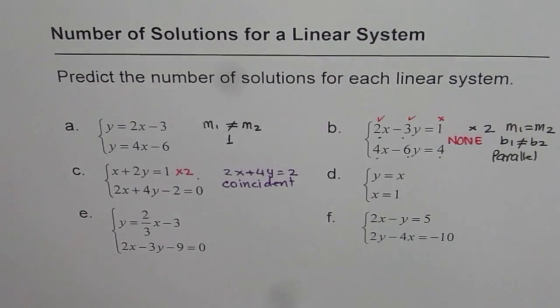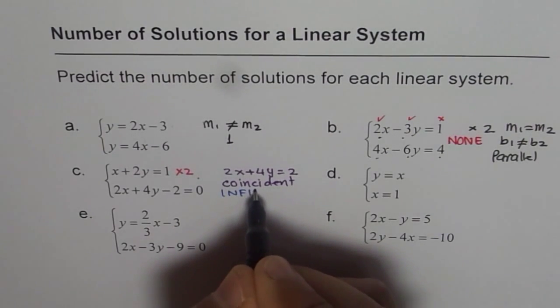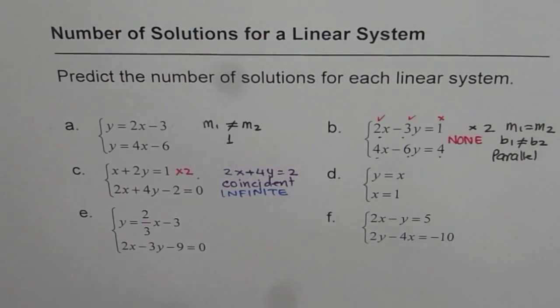And if they are coincident lines, then how many solutions do you expect? Infinite. Okay, so that's absolute, they're exactly the same equations, correct?